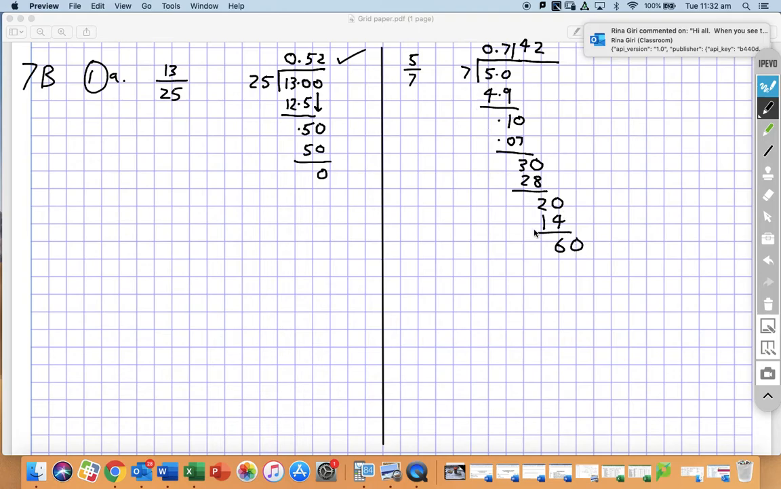Add your 0. 7 into 60. Well, 8 7s are 56. We can get 8 7s. Subtract, 4. Add a 0. How many 7s in 40? You've got 5 of them. And at this point, we're going to be back to where we started. 5 7s are 35. Apologies, this pen's quite difficult to use. Subtract that away from 40 and you're left with 5.